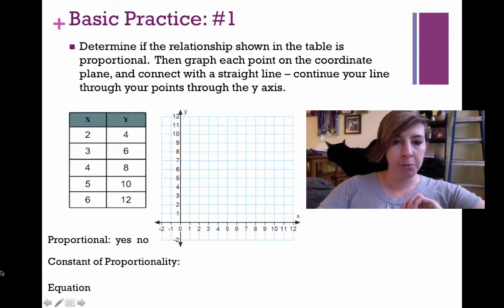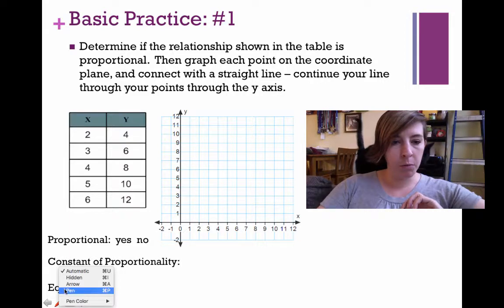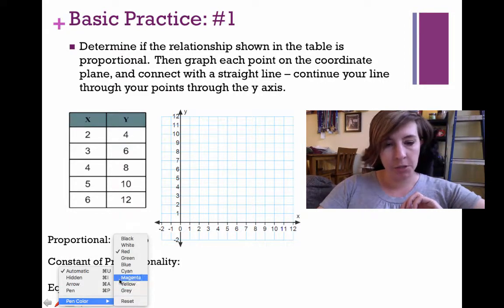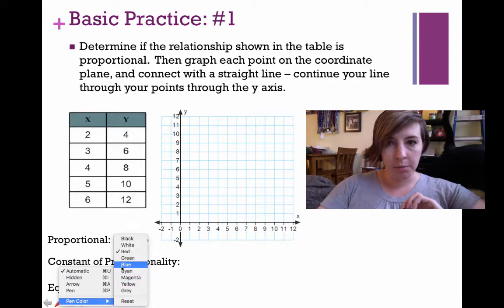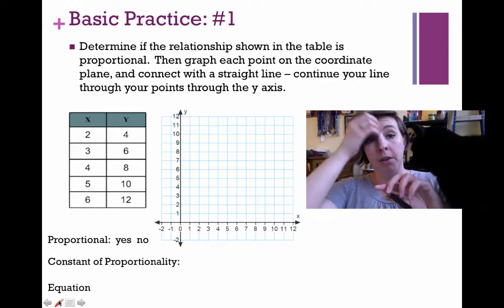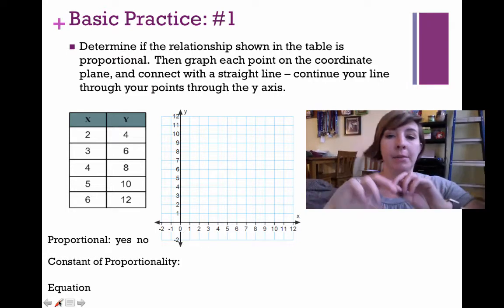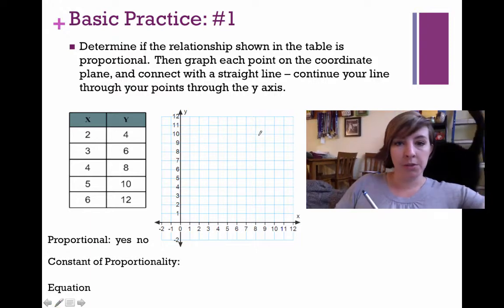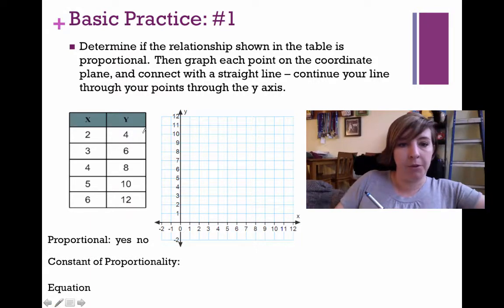Okay, so let's just practice this. This is number 1 on your sheet. You need to determine if the relationship shown in the table is proportional. Then you are going to graph each point on the coordinate plane and connect it with a straight line. You're going to continue your points through the x-axis. So first, let's look at this table.